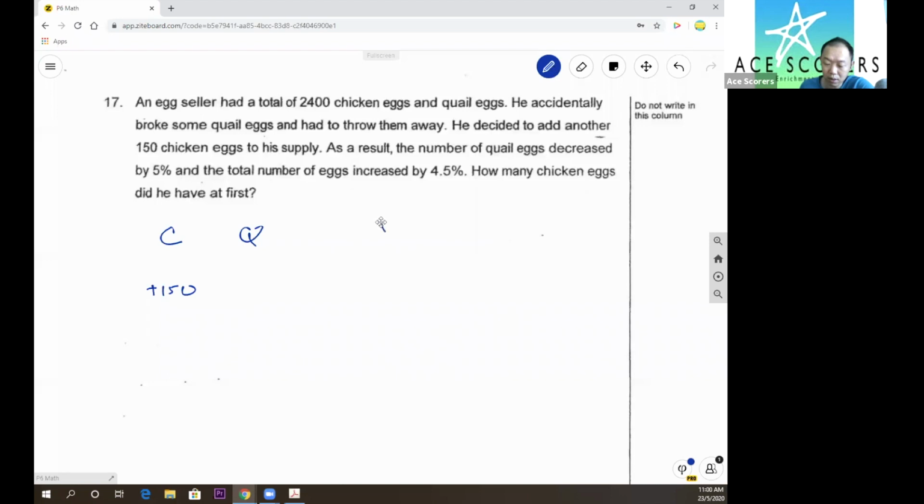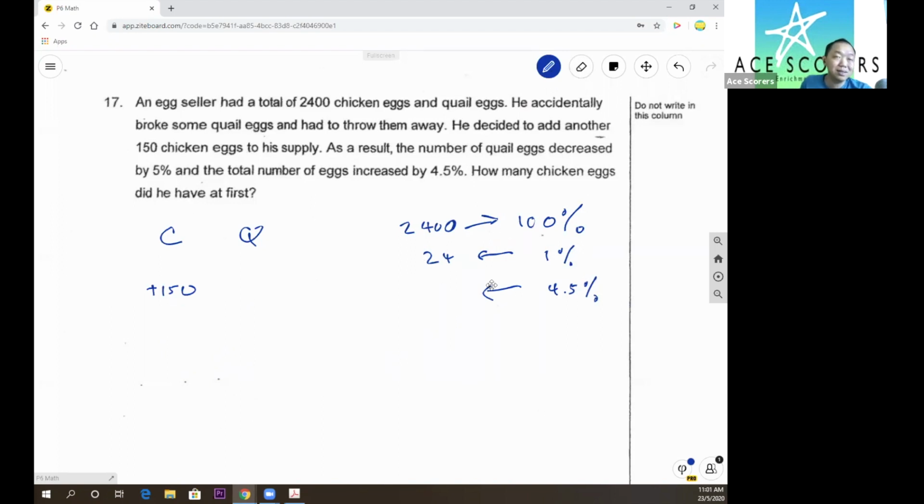So 104.5, because 2,400 is 100%, right? So I can find 1% first. To find 1%, divide by 100, so that's 24. So 4.5% is a different 100% type of question, right?